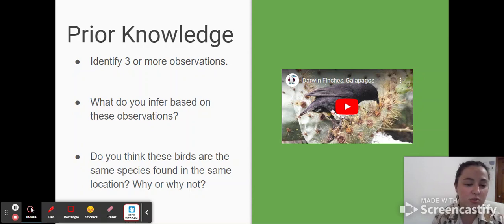And then I would ask the students, do you think these birds are the same species? So again, trying to figure out if they have the ability to make observations and connect individuals to one species. And also, are they found in the same location? Why or why not? The Galapagos Islands are super incredible because they have all these different environments, which allow different types of species to develop from just one kind. So it's very interesting. And I think it's a great way to see what they've learned about natural selection, evolution, Galapagos Islands, and our finches.